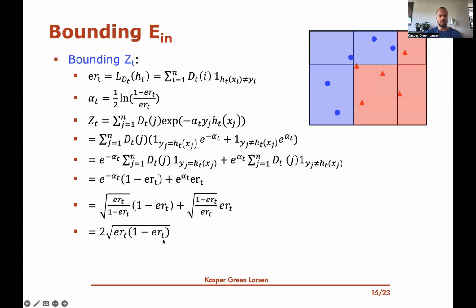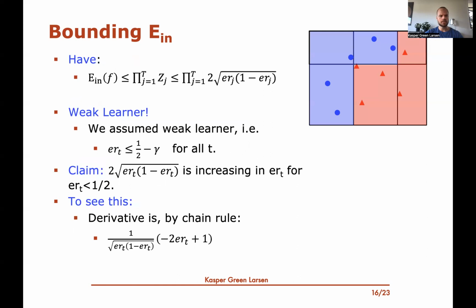Okay. Now we're almost done, right? Because we want to show that, right? So what we have is that the in-sample error was no more than the product of the normalization terms. We already showed that. And now we know what these Z_j's are: they are 2 times the square root of ε_j times 1 minus ε_j, the error in the jth iteration. So now we want to show that this is small.